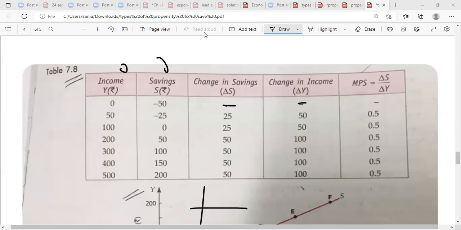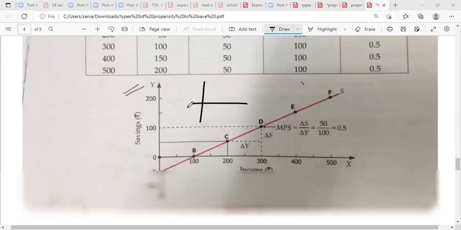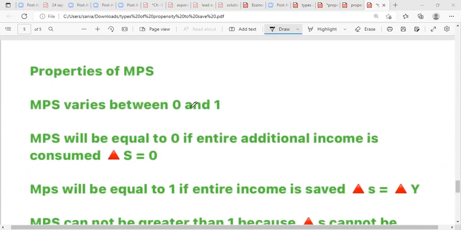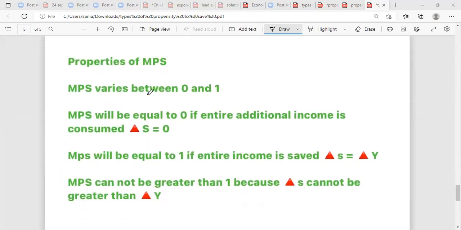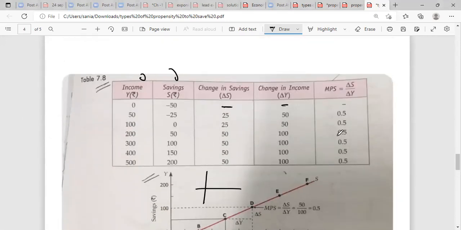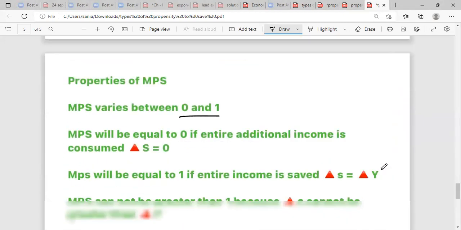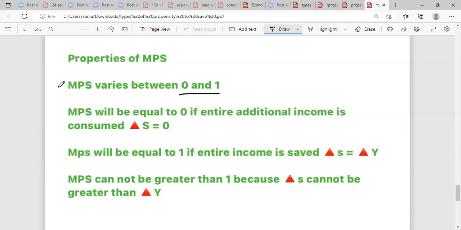Okay. Everyone is done? Okay. So now we are going to write a few points about MPS. First is MPS varies between 0 and 1. So you can see over here, it is in between 0 to 1. Right? It is not 0, not even 1. But when will your MPS be 0 or 1?